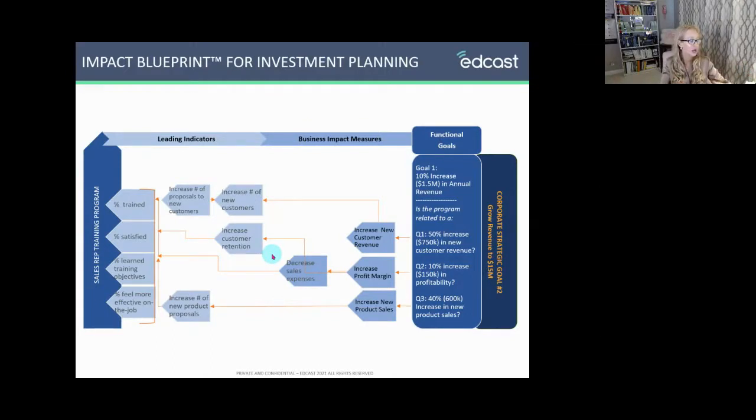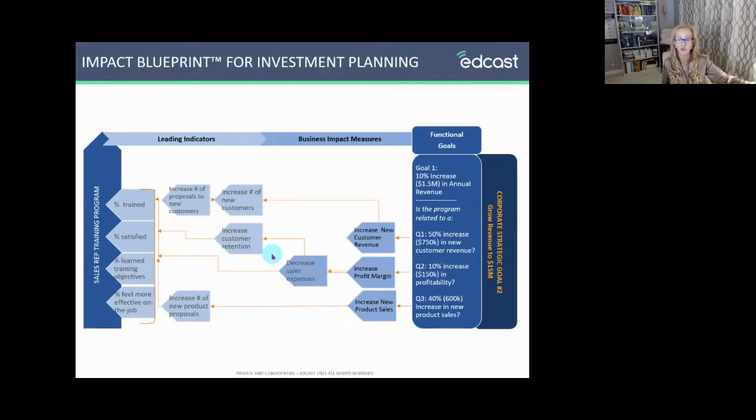We can say, okay, if it's a known investment, we've got a sales training program. What do we expect the learners to walk out of the program and achieve? You can write all these things they expect to achieve on sticky notes, right? Then you can start mapping them up in leading indicator and business impact areas.